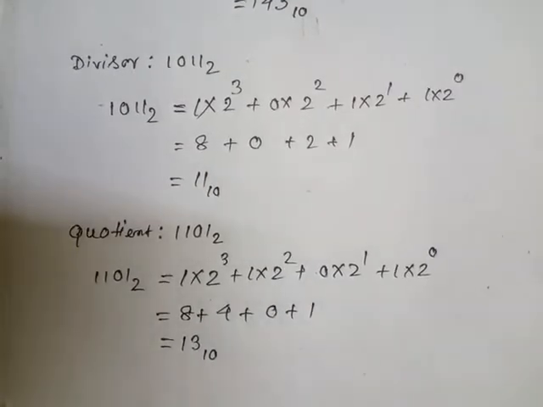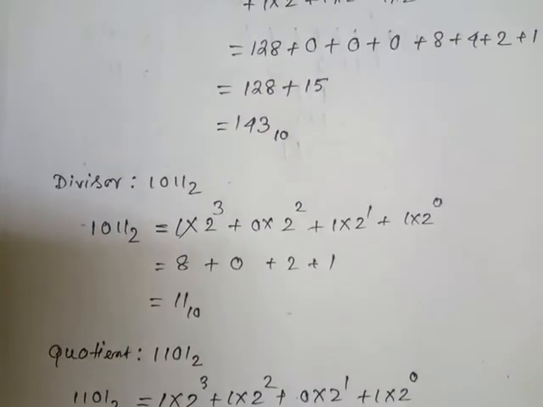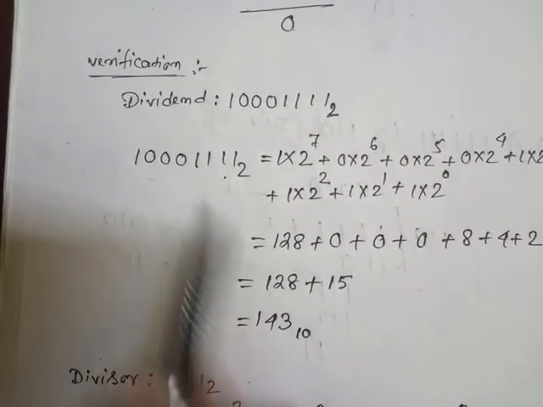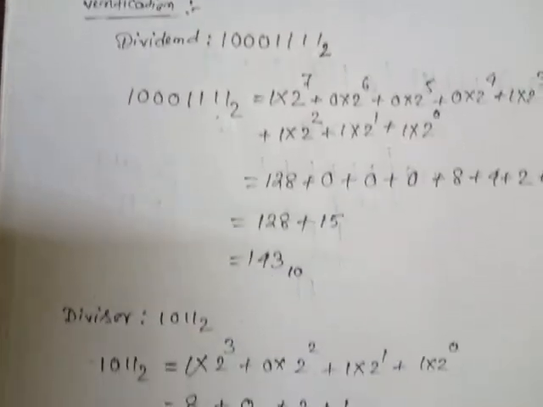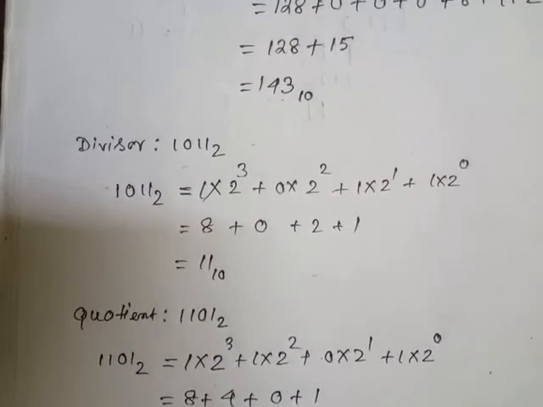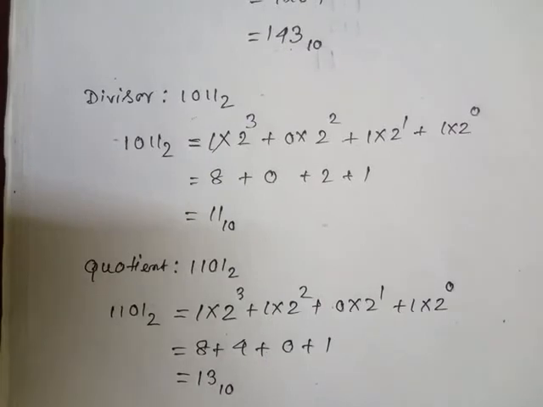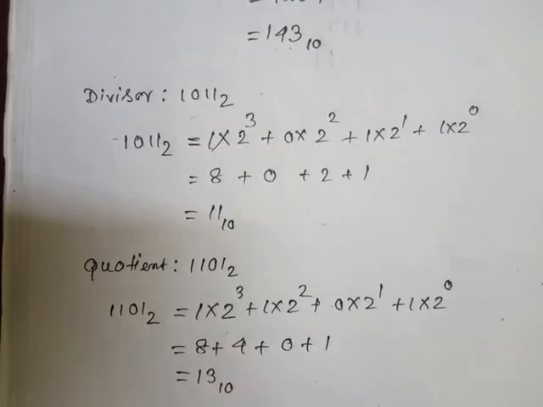So now look, as it is said in the question that we have to verify the binary answer with the decimal division. Now it is clear that the dividend is 143. In binary the dividend was this one and it is 143. Now divisor is this and divisor is actually 11. Quotient is this and quotient is 13 and the remainder is 0. Now we are going to verify these three values with the help of the decimal division method.